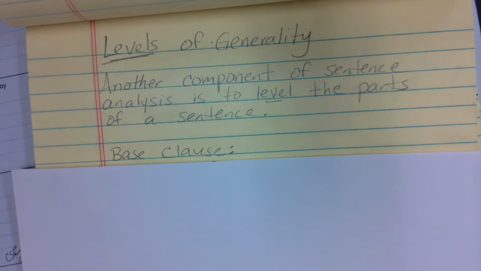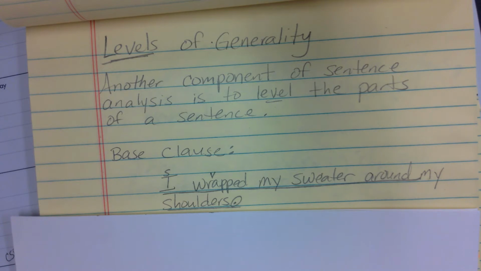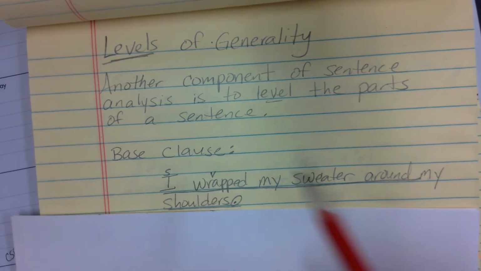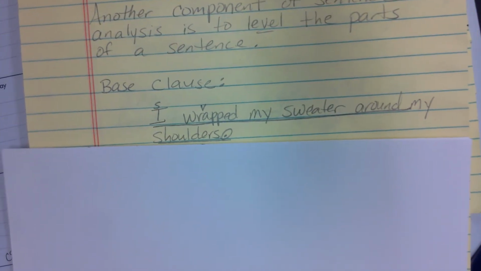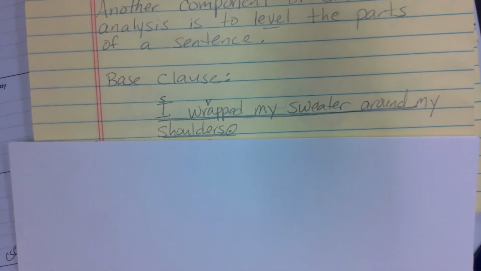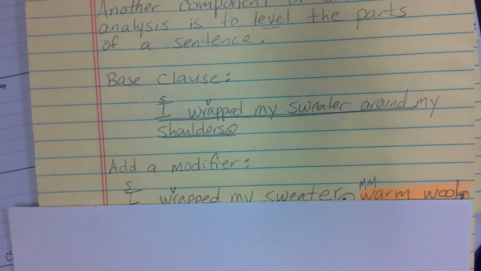So let's start with a base clause. Here we have a base clause. I wrapped my sweater around my shoulders. It could be true that I wrapped my sweater around my shoulders. We have a subject, we have a verb. Base clause. So now if we want to increase the complexity of our sentence, we can add a modifier.